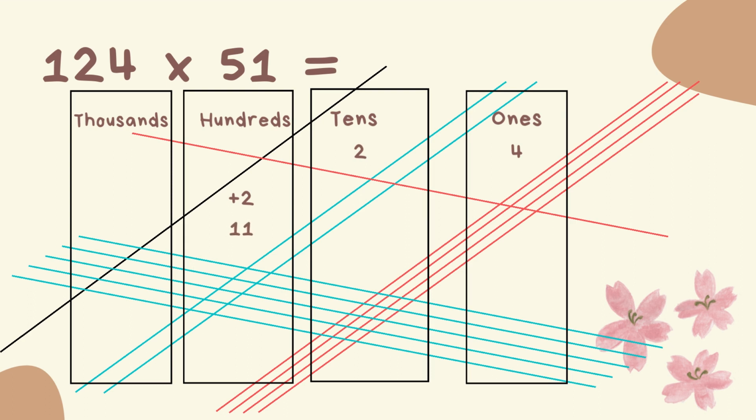We will count our hundreds. Do not forget to add those that moved from the tens box. And we will regroup our hundreds too, as 13, as it is a 2-digit number. Lastly, we will count our thousands and add those that came from the hundreds box. Finally, we are ready to write down the answer. It is 6,324. Easy, right?